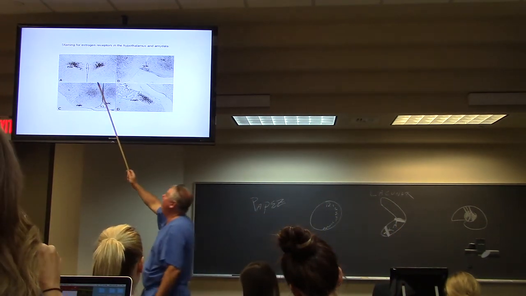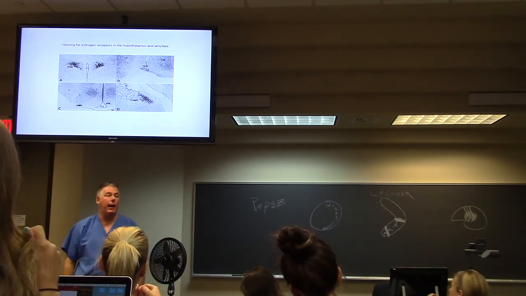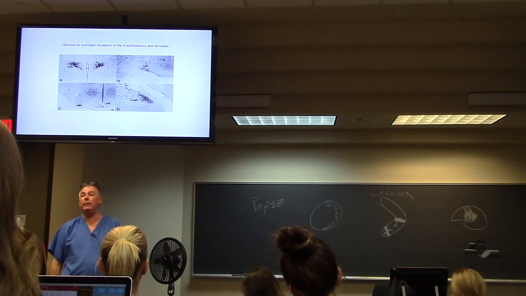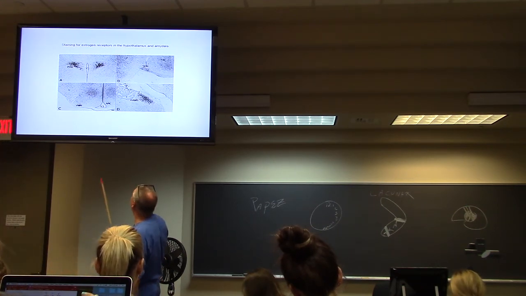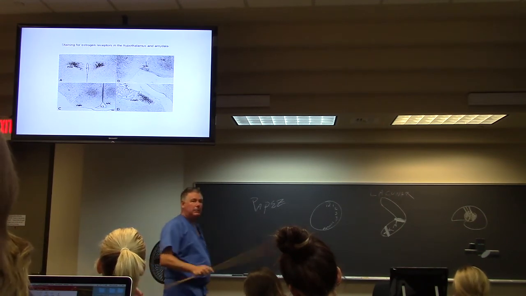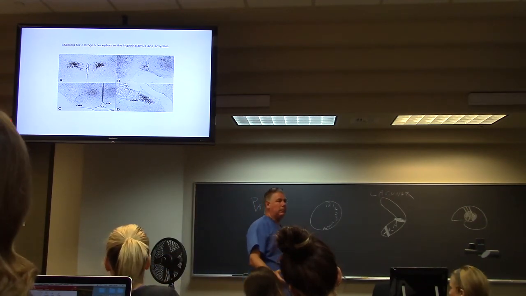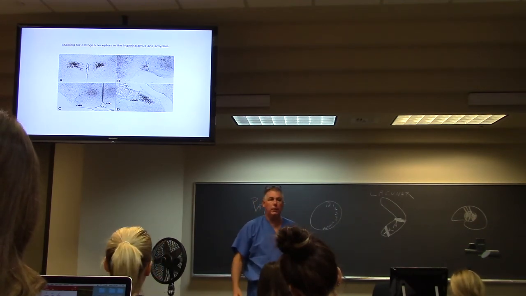Particularly in the hypothalamus and the amygdala as well. And here is the amygdala. Okay? The hypothalamus and amygdala are part of the limbic system, so they have a control over emotion.